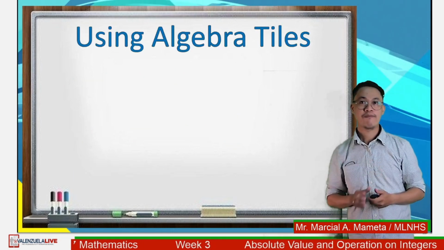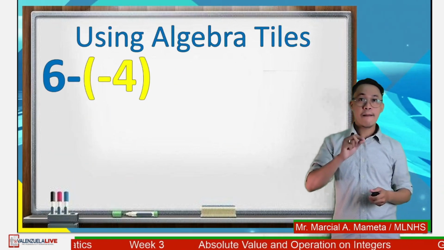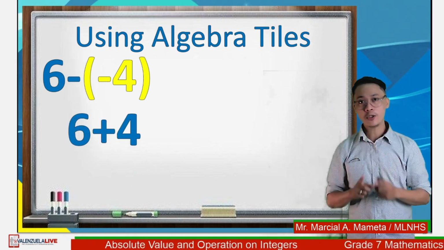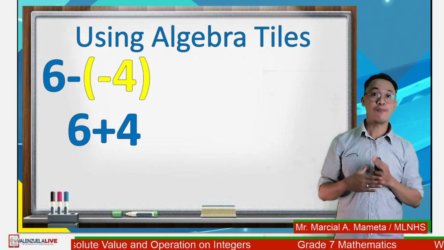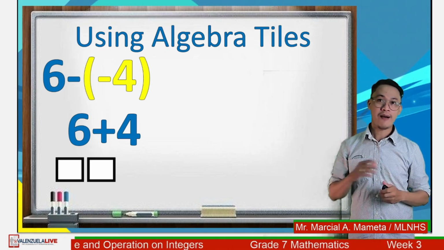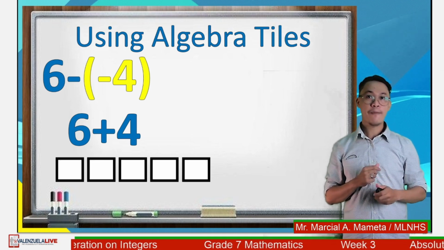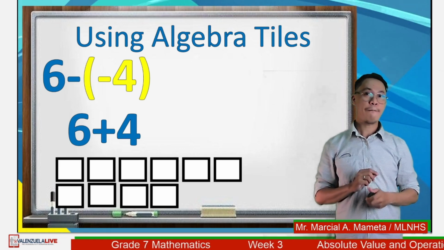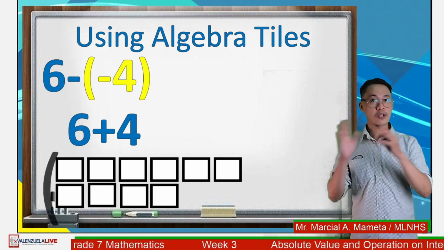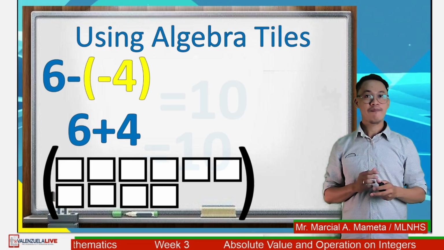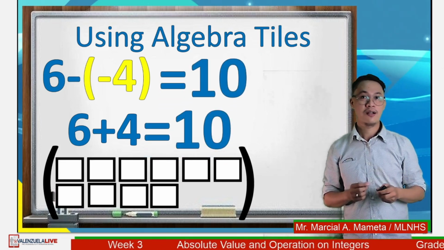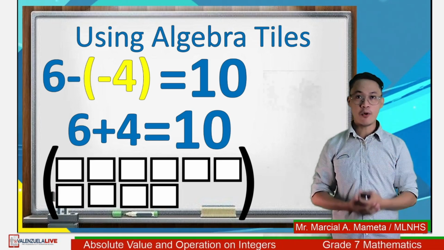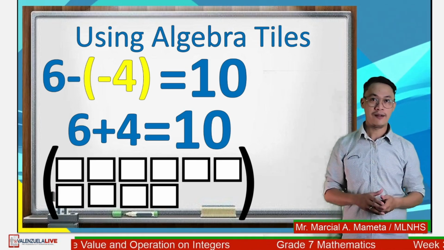How about this one? 6 minus negative 4. 6 minus negative 4 is also equal to 6 plus 4. Now, we have 1, 2, 3, 4, 5, 6 white tiles plus 4 white tiles, a total of 10 white tiles. So therefore, we conclude that 6 minus negative 4 is equal to 10.